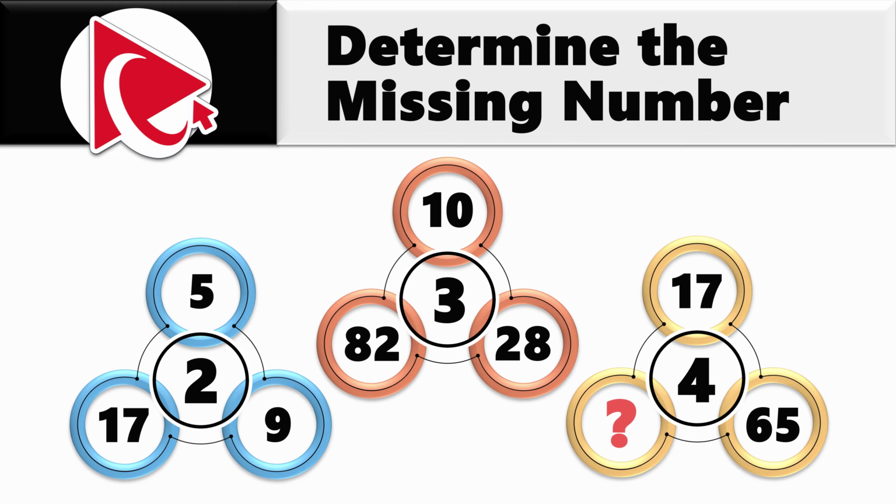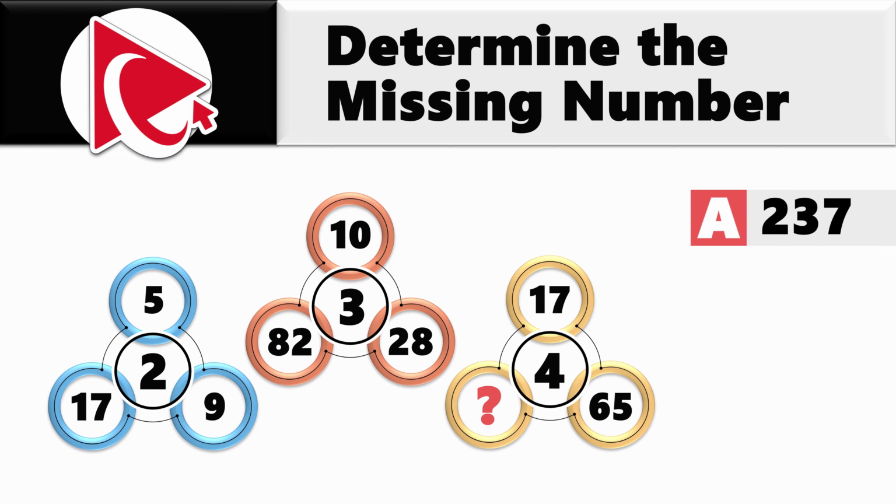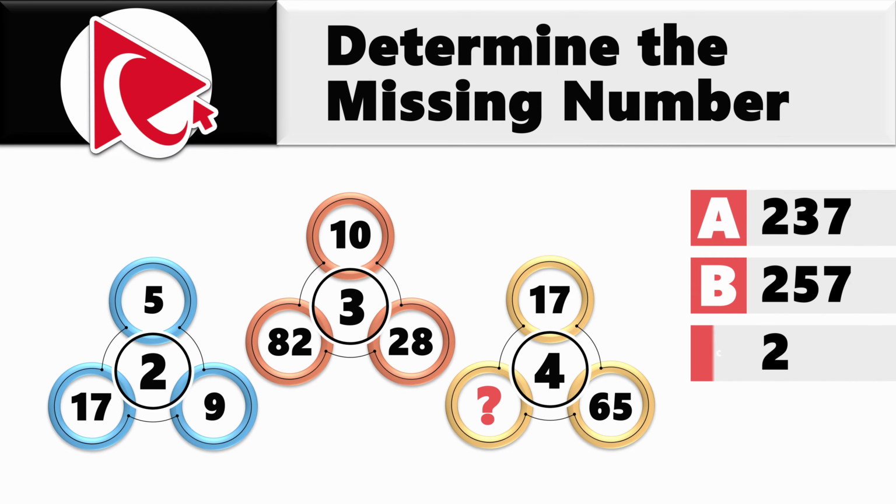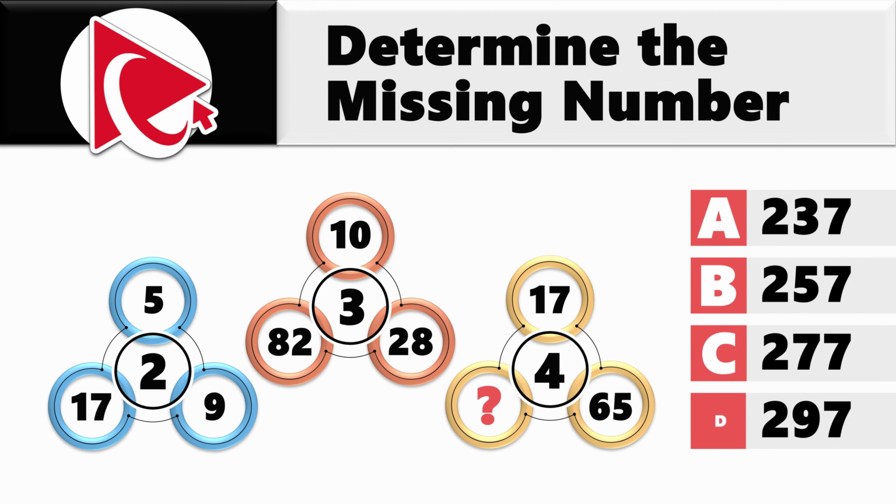possible choices. Choice A, 237. Choice B, 257. Choice C, 277. And last but not least, choice D, 297.